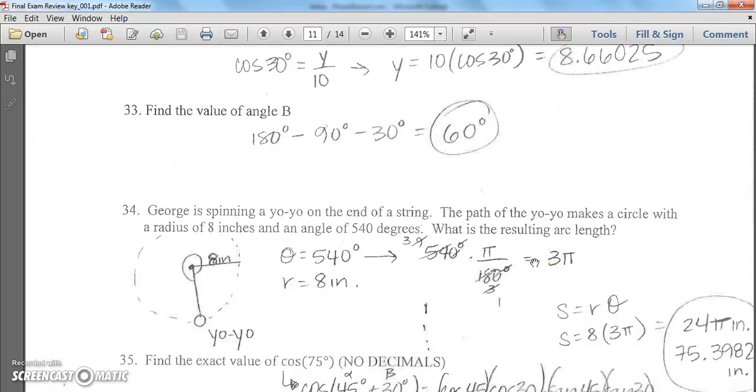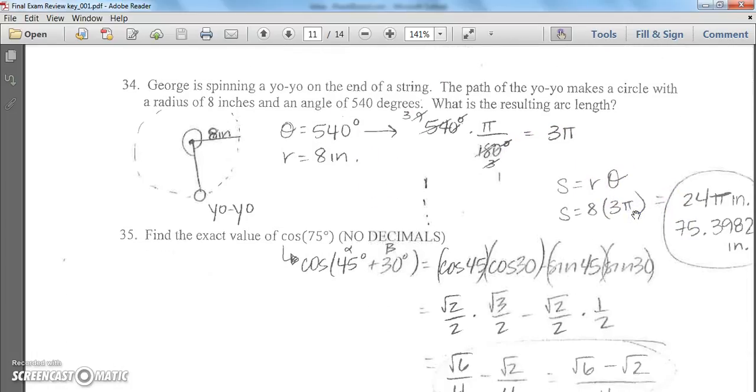You're just spinning a yo-yo at the end of a string. That is the arc length formula. Only thing you must do is you must convert 540 into radians, which is 3 pi, and then it's a straight formula problem. Find the exact value of, which you have in your formula sheet, by the way.